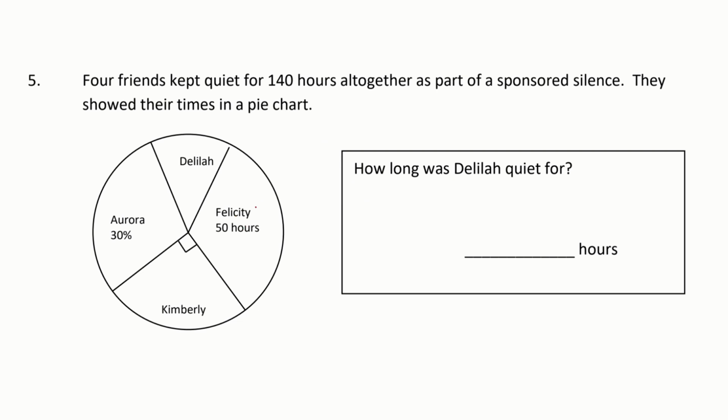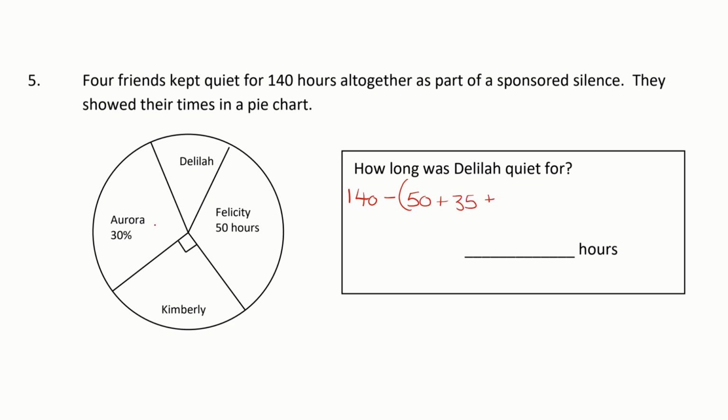When you get a number in the pie, you actually start your opening calculation with the number given at the beginning of the question, the total. So that's 140 hours minus open brackets. We've got 50 hours for Felicity. Now Kimberly she's got a right angle there. That's 25%. 25% of 140 is half 140 and half it again. Half of 140 is 70, half of 70 is 35. So that there is for Kimberly.